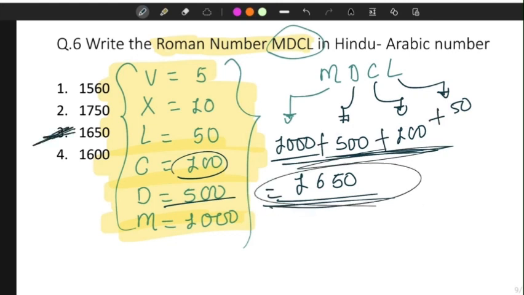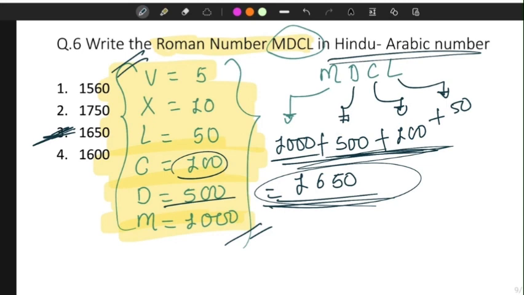Now in this question you have to understand what a Hindu-Arabic number is. These are the symbols by which we are denoting numbers. V denotes the number 5, X denotes 10, L denotes 50, C denotes 100, D denotes 500, and M denotes 1000. In this way MDCL stands for 1650.